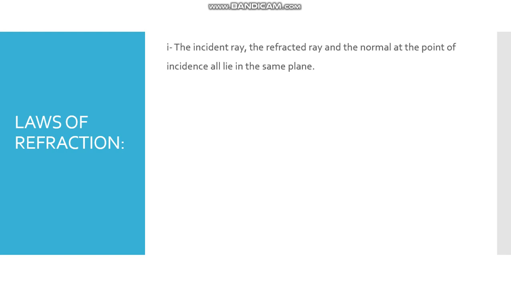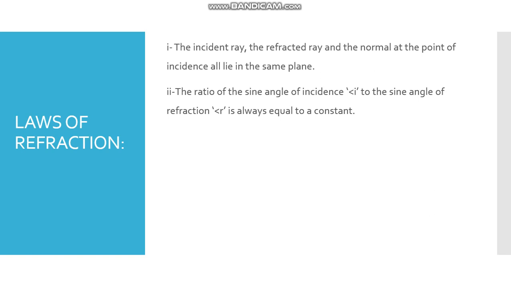Now laws of refraction. So there are some laws of refraction. The first one is the incident ray, the refracted ray, and the normal at the point of incidence all lie in the same plane. The second is the ratio of the sine of angle of incidence, angle I, to the sine of angle of refraction, angle R, is always equal to a constant. Mathematically you can write it as sine I upon sine R is equal to n. So these are the laws of refraction, in which the first law states that the incident ray, refracted ray, and the normal at the point of incidence all lie in the same plane. Okay, and the second is the ratio of the sine of angle of incidence.